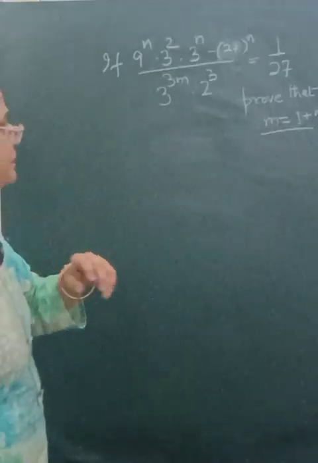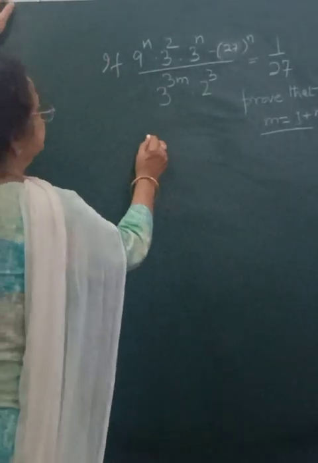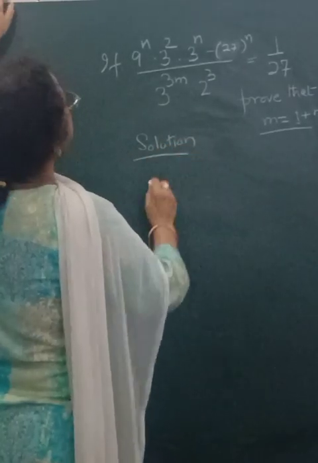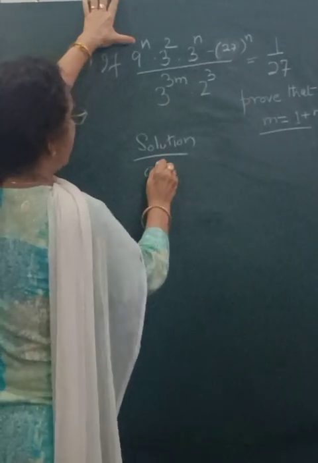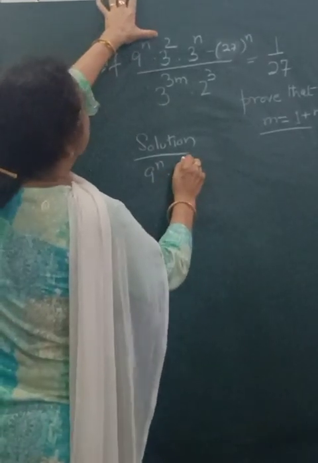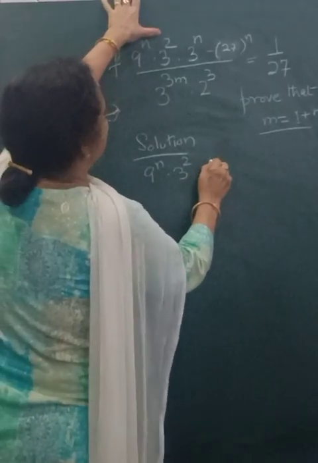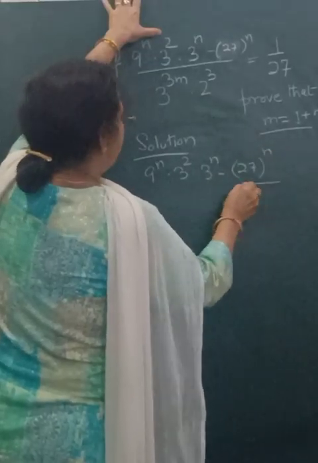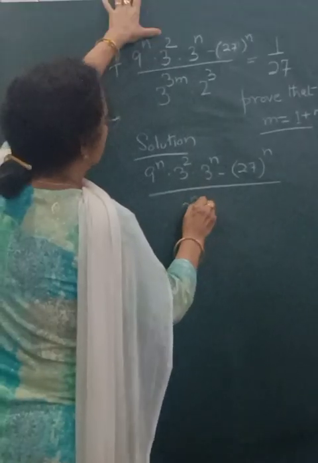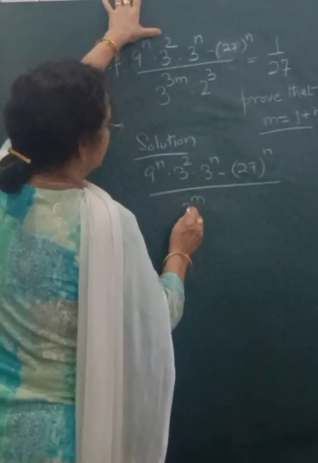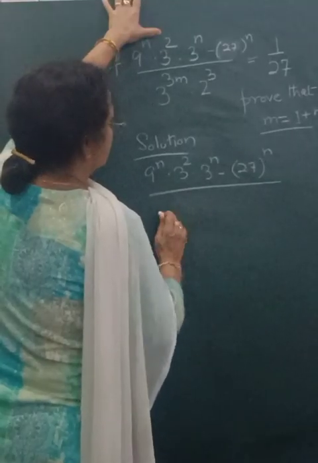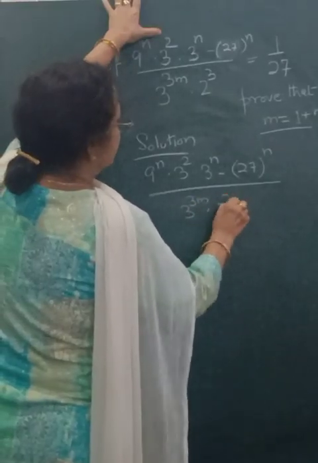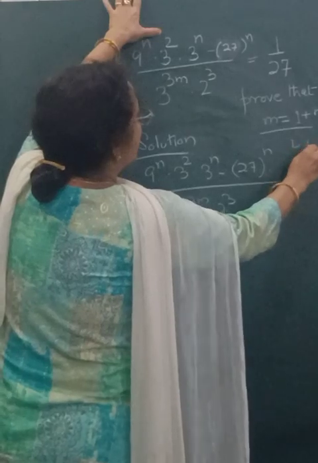These are competitive questions. Now, going to the solution. 9 to the power n into 3 to the power 2 into 3 to the power n minus 27 to the power n upon 3 to the power 3m into 2 to the power 3. This is the left hand side.